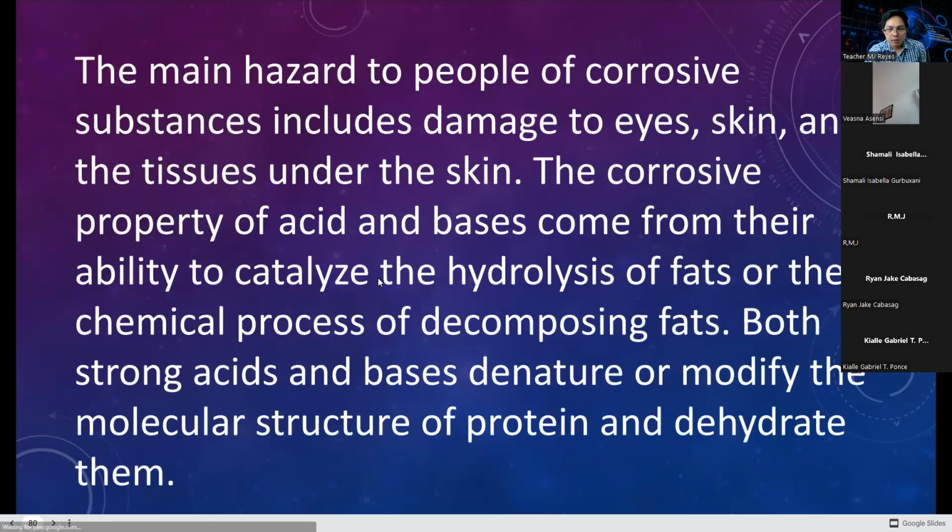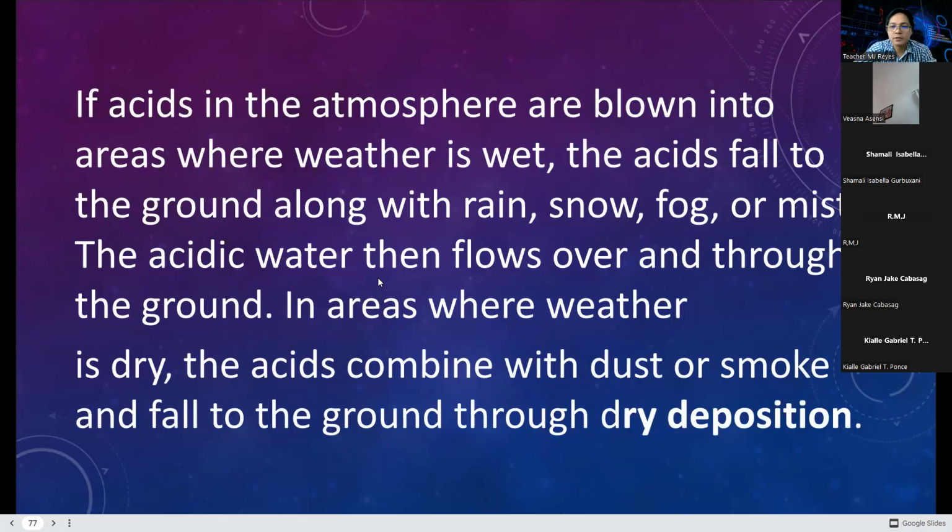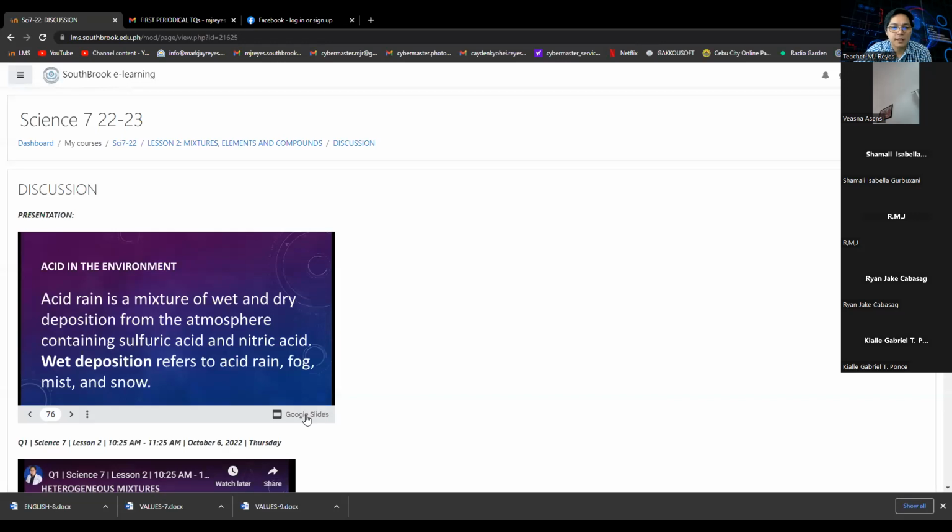I think we already discussed everything, so you need to take down the important terminologies there. I am encouraging everybody to download this PPT. You just need to click this Google Slides link, and it will automatically route you to the Google Slides to download your PPT.